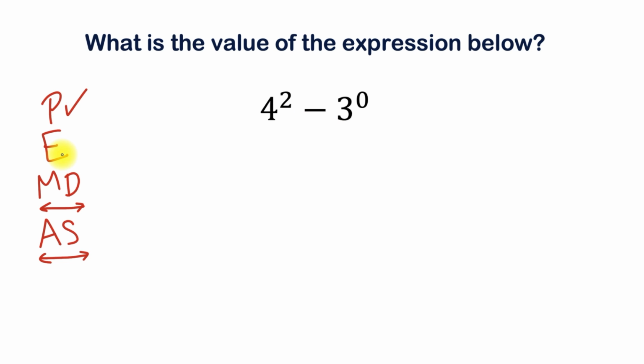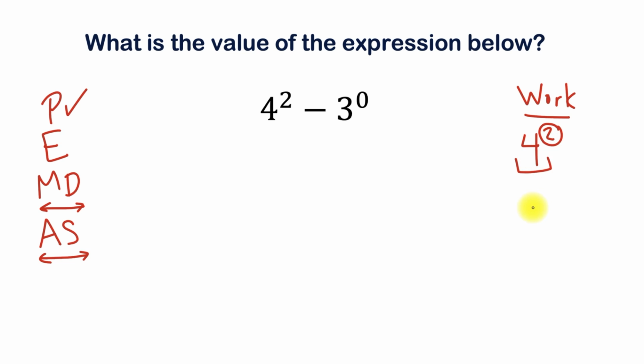E stands for exponents. So we have 2 exponents here. We've got 4 to the second power and 3 to the 0 power. Let's evaluate 4 to the second power first. So 4 to the second power has an exponent of 2 and a base of 4. Now that tells us how many times we're going to multiply this base by itself.